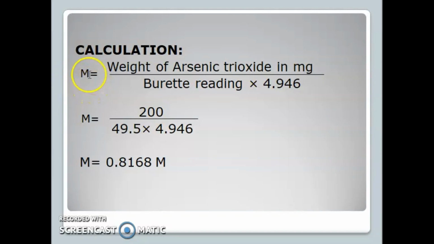So molarity of ceric ammonium nitrate is equal to weight of arsenic trioxide in milligram. As we have taken 0.2 gram, that is nothing but 200 milligram, divided by burette reading into 4.946. Just put this value into the formula: 200 divided by 49.5 into 4.946. After calculating this, we will get the answer 0.8168 molar. So our molarity is found as 0.8168 molar.